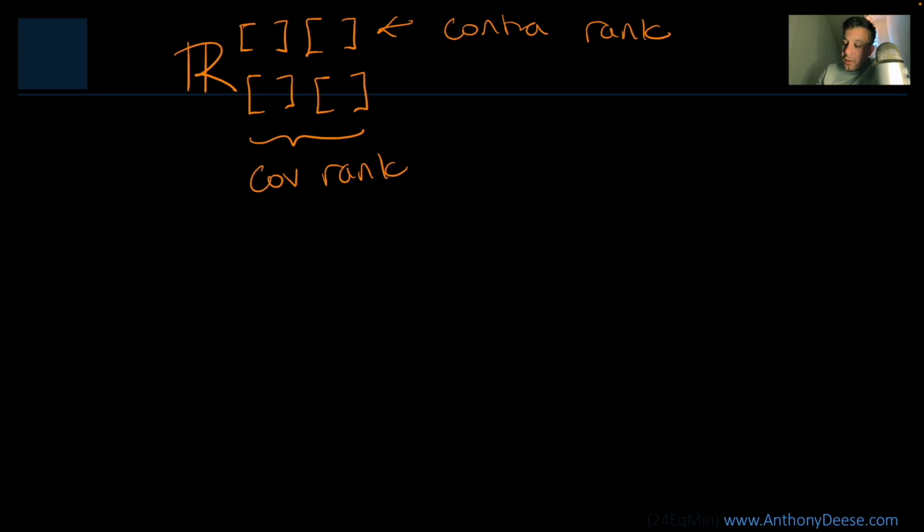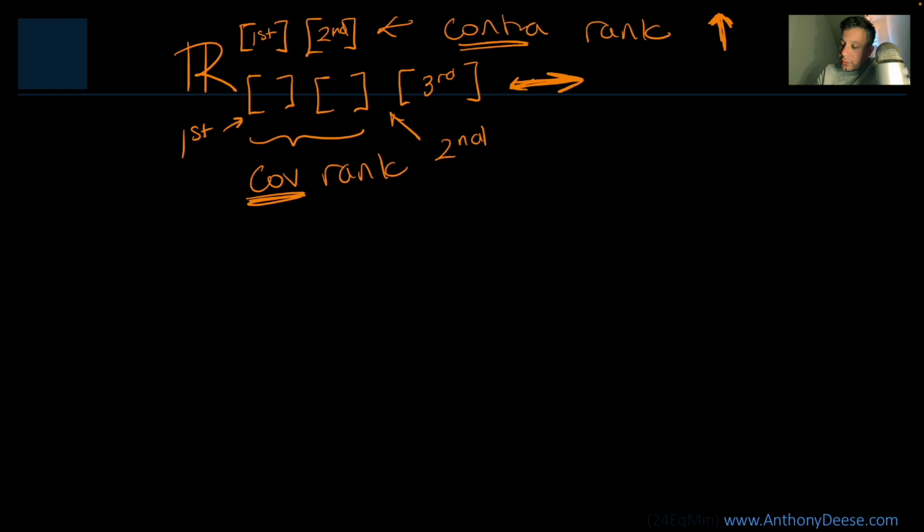Now we also will call this the first covariant rank. We'll call this the second covariant rank. We could call this the third covariant rank. And then this would be the first contravariant and second contravariant ranks. So we generally start from the left and move to the right, where everything along the top is contravariant and everything along the bottom is covariant. Everything along the top represents a vertical movement within the matrix, and everything on the bottom represents a horizontal one.